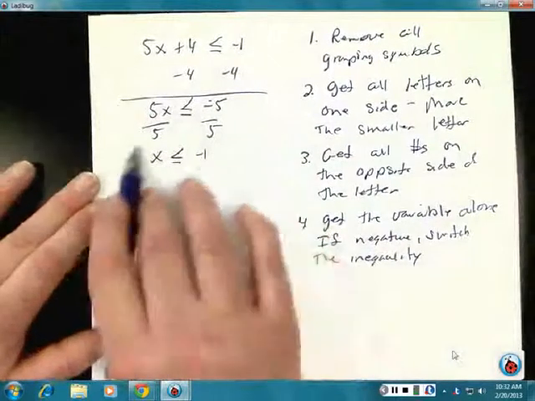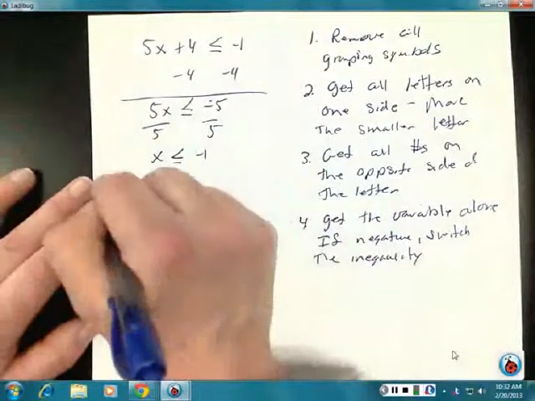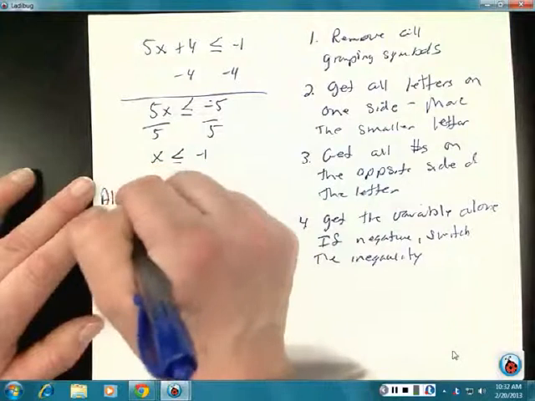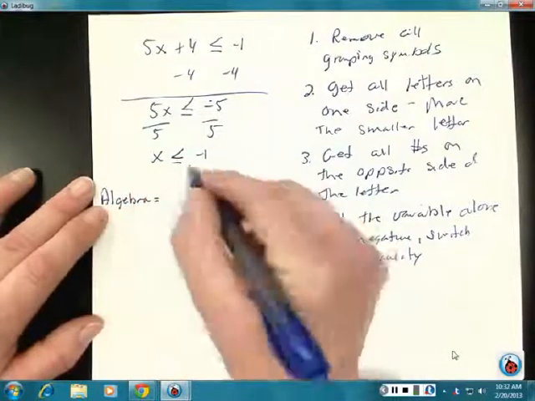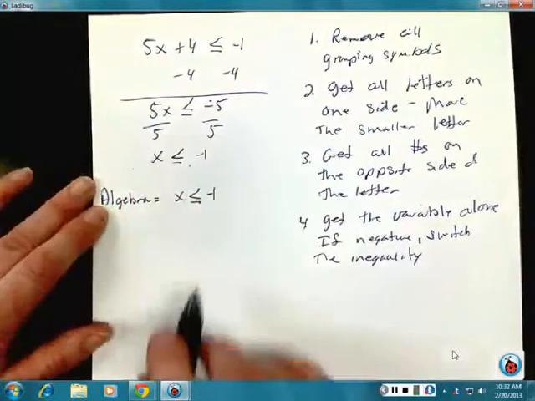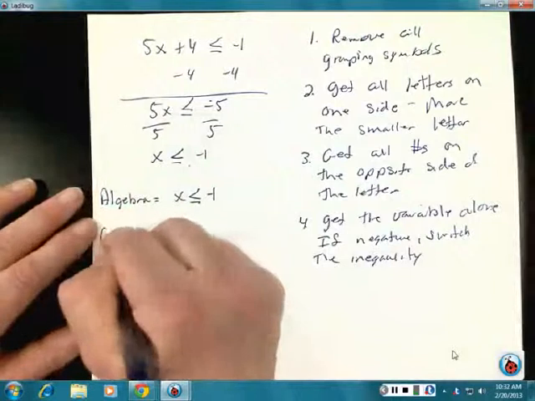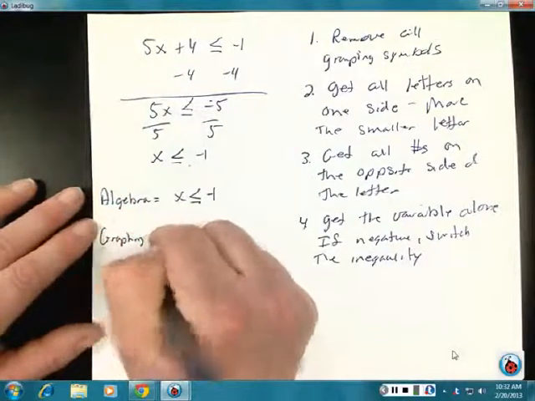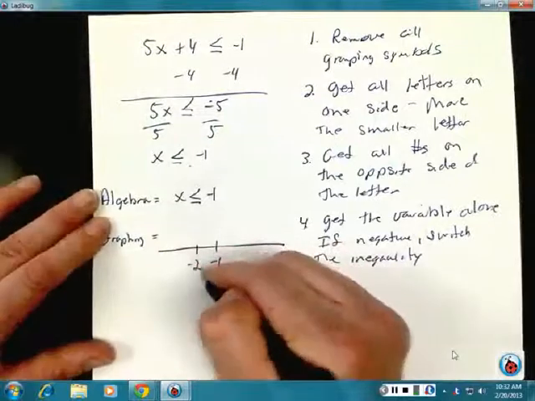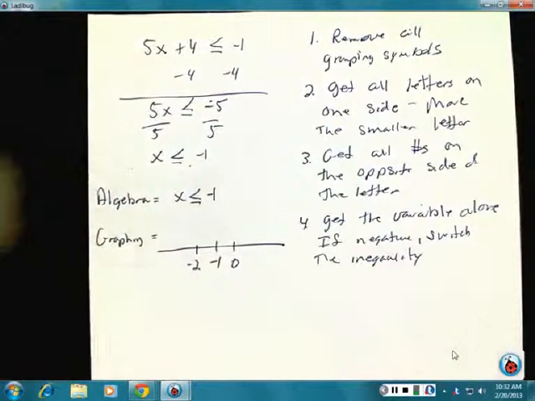Now what this looks like is what we've had before. If Hawks asks you for the algebra statement, your algebra statement is going to be just the same as the answer you get. So your algebra is going to be just what you have. If it asks for graphing, then that's where I need my number line, like we just got done doing, and figure out what way we're going to go.